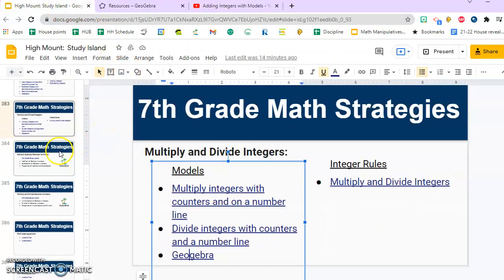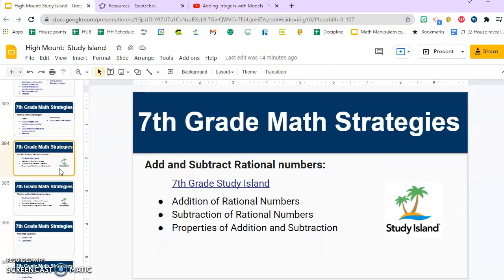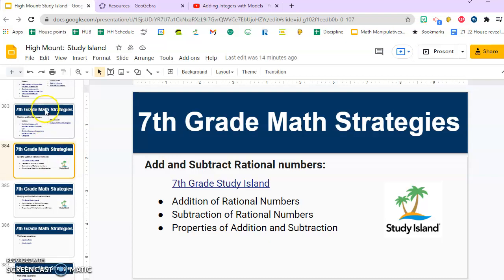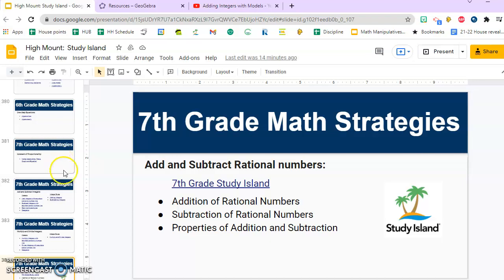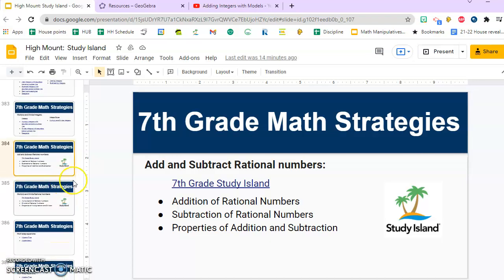All right, moving on. So here's where I reference Study Island a little bit more. But again, Study Island's a resource even if I don't link it up here. With adding and subtracting rational numbers, it's super important to make sure that they have the integer basis first before you jump into rational numbers, because rational numbers throws kids for a loop, I feel like, every single time. Those decimals and fractions, they see them and they're like, oh my gosh.